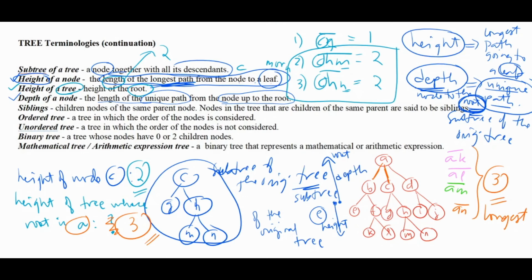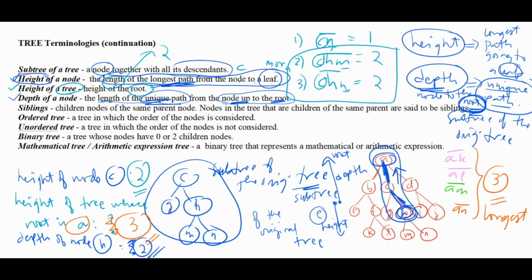So what is the depth of node H? Node H is this node. Depth is length of the unique path from the node up to the root. So you don't have to get the longest path because there is only one path from the node going to the root. Okay? So what is the length of that unique path from node H to the root? That is 2, right? So the depth of node H is equal to 2.